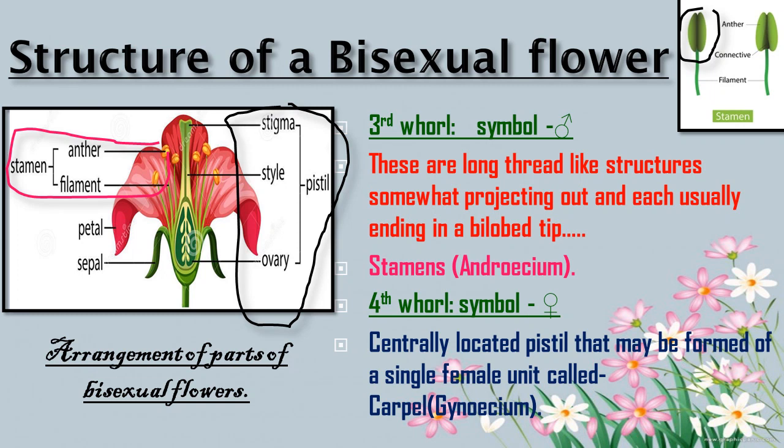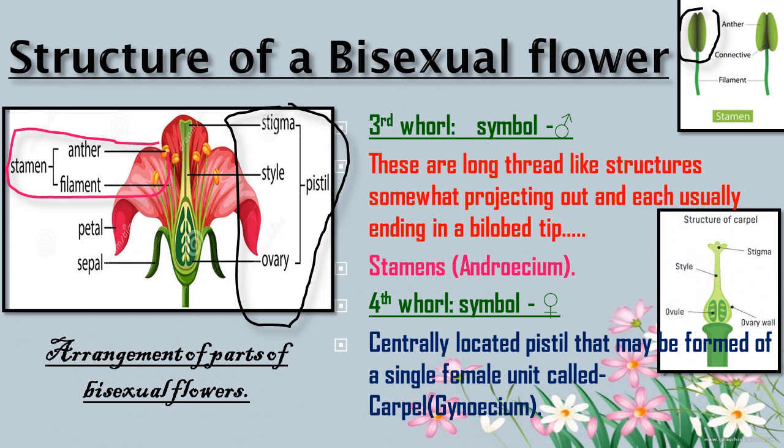This is related to the female reproductive part, and each carpel consists of a basal ovary, a middle style and an uppermost stigma. So here you can observe the structure of a carpel or pistil. Okay, you can observe the elongated style, and above the style the stigma is present. At the lower part, it is bulging, a bulb-like structure, which is called the ovary, and inside the ovary, ovules are there. So this is the female reproductive part.